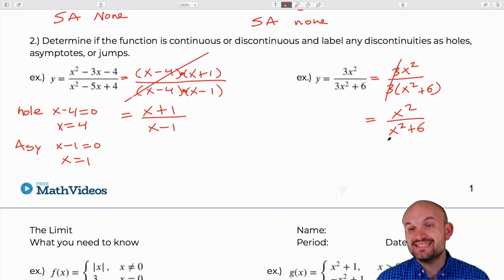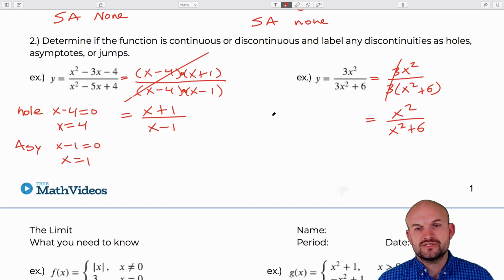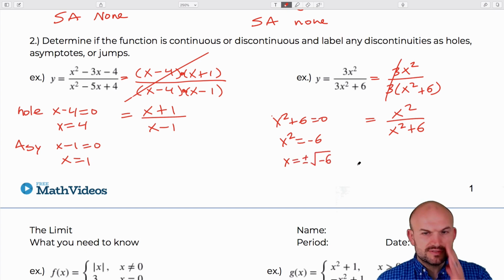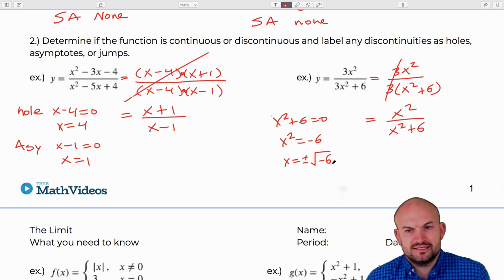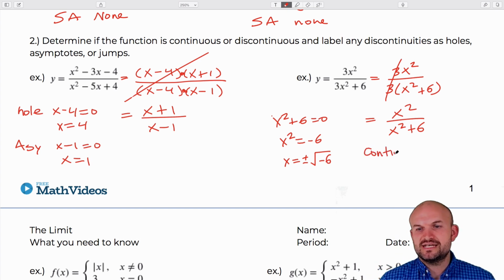This one is actually continuous because, again, when we're looking for a discontinuity, for a rational function, that is going to be a value that makes the denominator equal to 0. So when I set x squared plus 6 equal to 0, this is something I did in that second problem, I believe, you're going to get x squared equals -6. Well, when you try to take the square root of both sides, you have plus or minus the square root of -6. You can't take the square root of a negative number in the real number system. So therefore, this function is continuous.